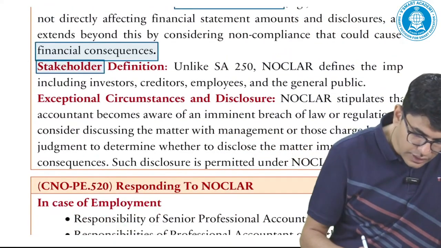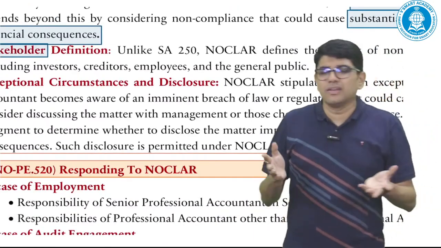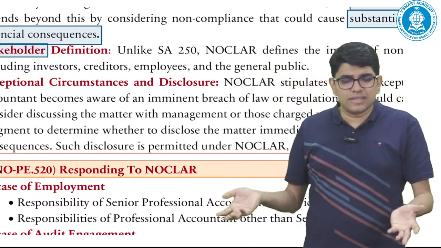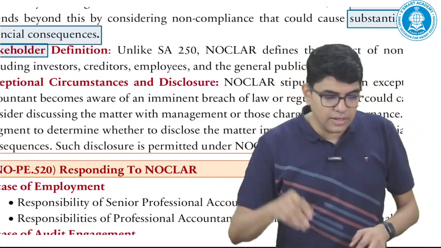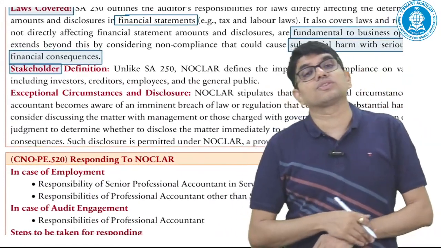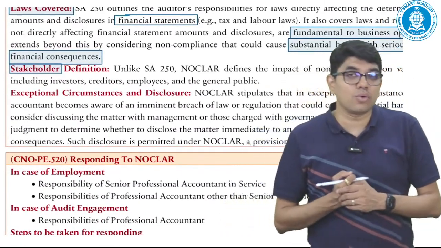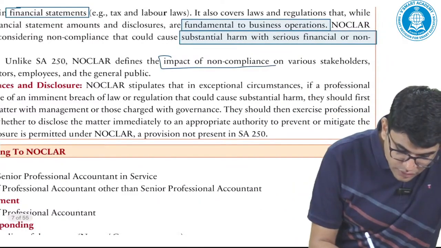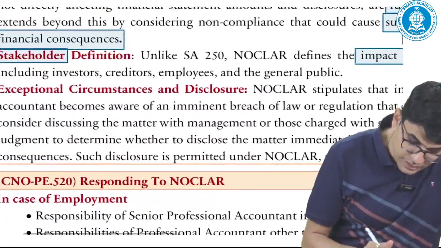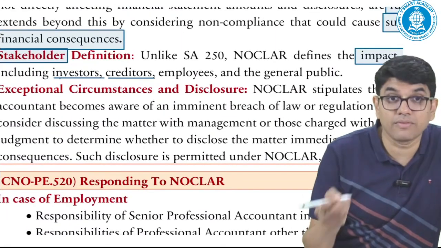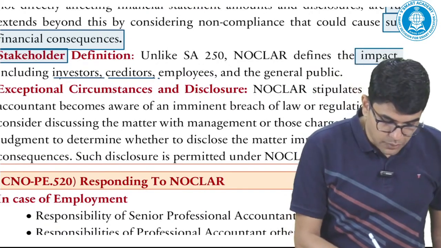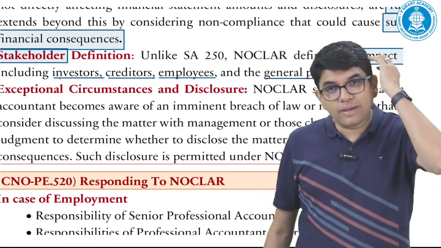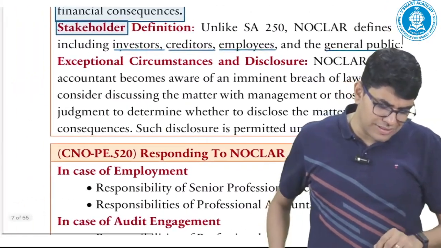Stakeholders. Unlike NOCLAR, SA 250 doesn't talk about stakeholders. SA 250 is like: your objective is to give an opinion, and while framing the opinion, evaluate these things, keep in mind these things. But NOCLAR says that as a professional, you are supposed to see what is going to be the impact of non-compliance on a lot of stakeholders: investors, creditors, those who have given money, your lenders, employees, general public. So it comes up with a new concept of stakeholders, that keep in mind the impact on everyone. SA 250 doesn't talk about these things.